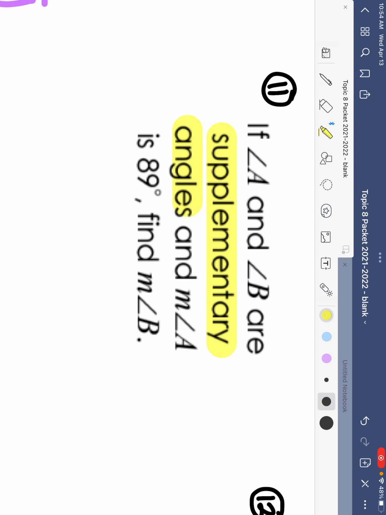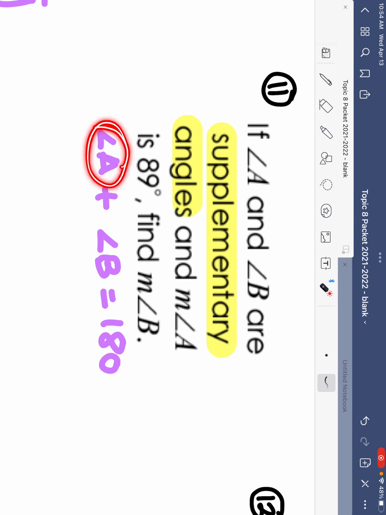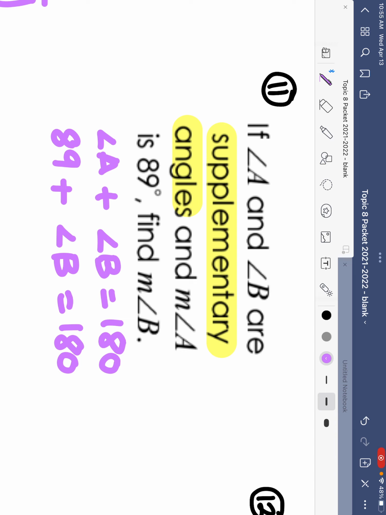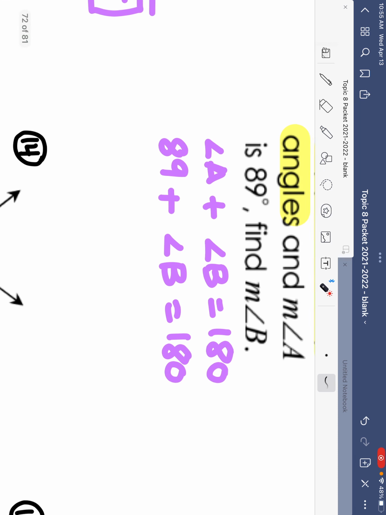Okay? Now, we also know that the measure of angle A is 89 degrees. So angle A equals 89 degrees. So where I see angle A, I'm going to replace that with 89. So we have 89 plus angle B equals 180. Now, this is an equation. Let's just pretend that angle B was like an X. We would know how to solve it, right? I'm going to solve it the exact same way.